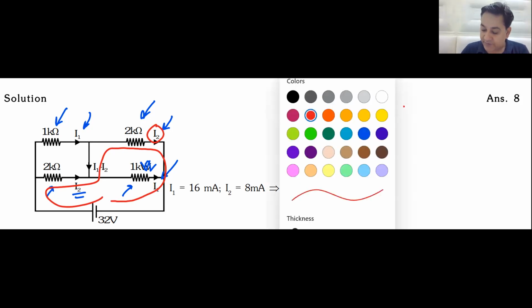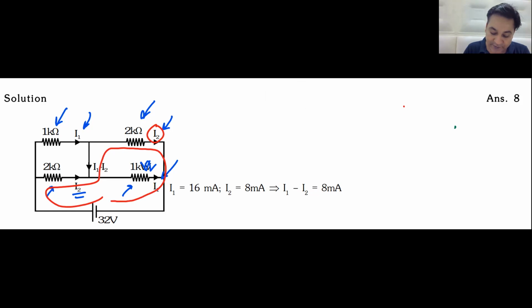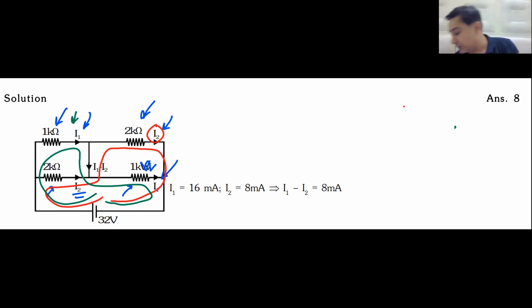If I apply the loop law in a different path, I will get the value of I1. And then you can do I2 minus I1 or I1 minus I2 depending on which is greater. You will get the value of the current flowing in the arm which was connecting. This is one way of doing it.